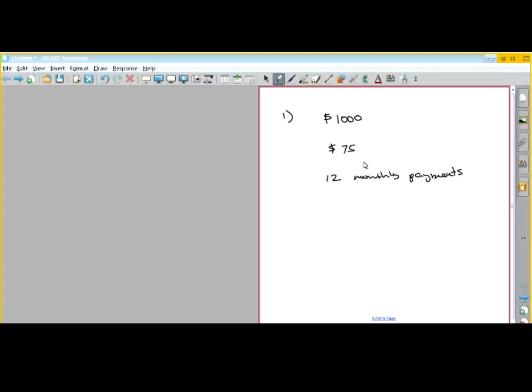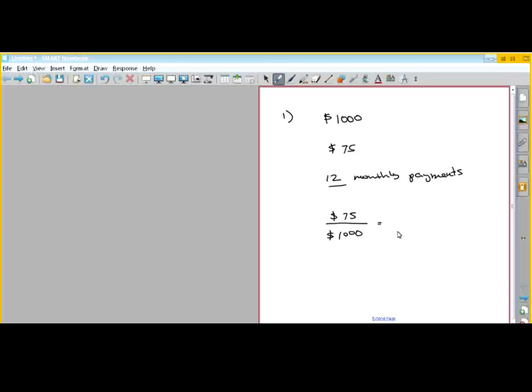And so on the vertical listing is number of monthly payments. So we have 12, so we're going to use the second row. And it says finance charge per $100 of amount financed. So what you can do is we have $75. So we have $75 per $1,000 for $1,000.